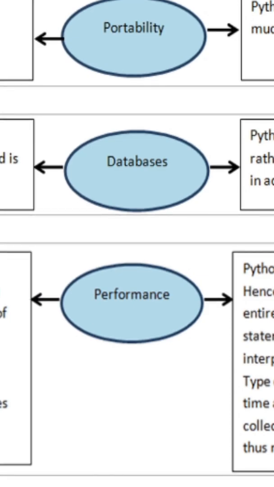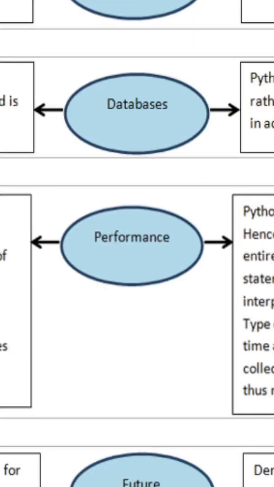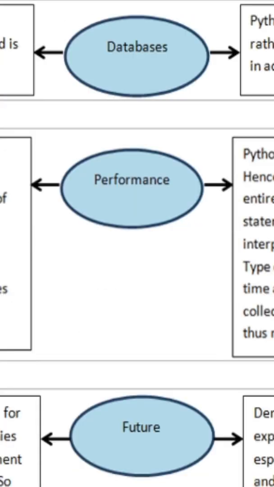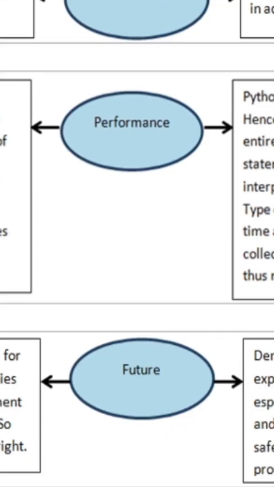Java has strong database connectivity through JDBC and is widely used. Python database connectivity is rather weak and not much used in actual enterprise applications.